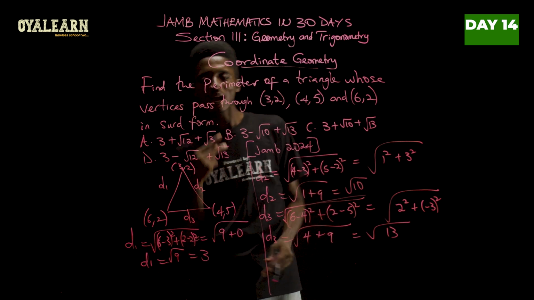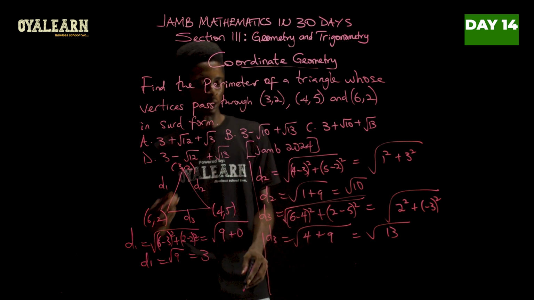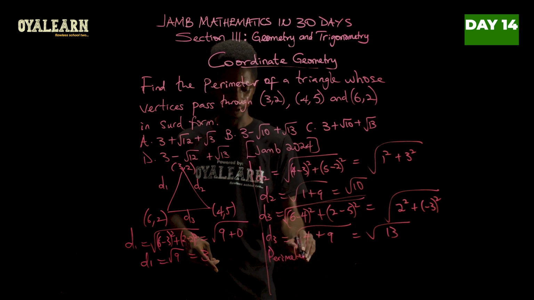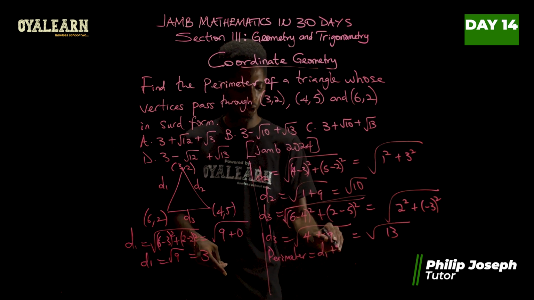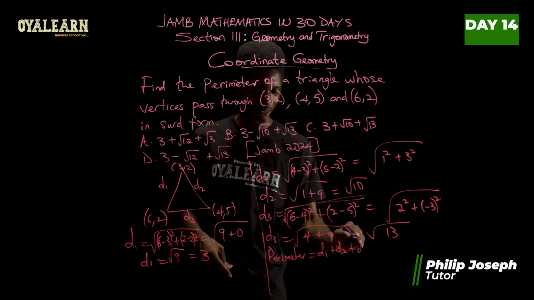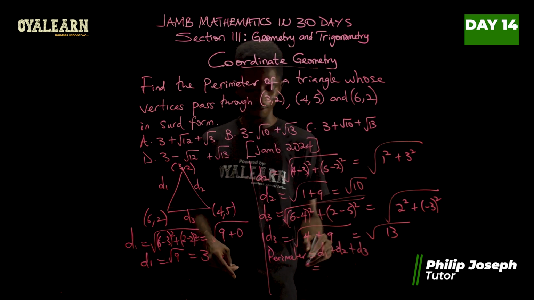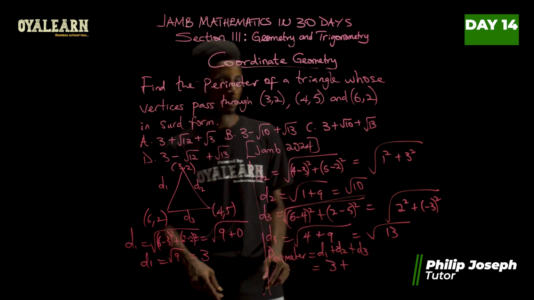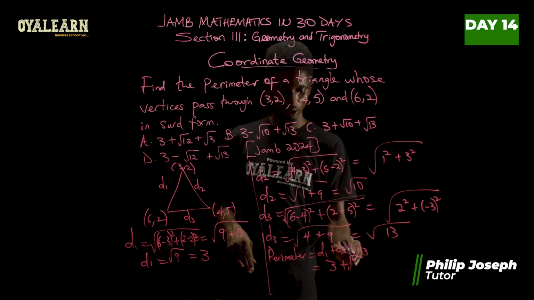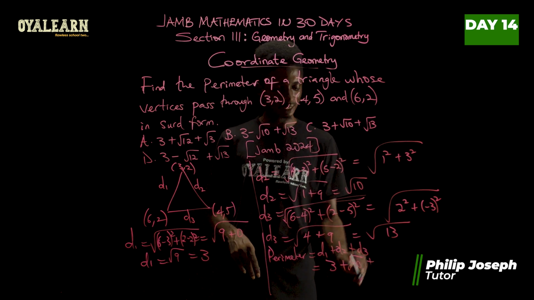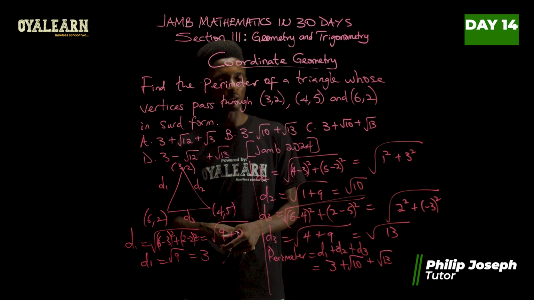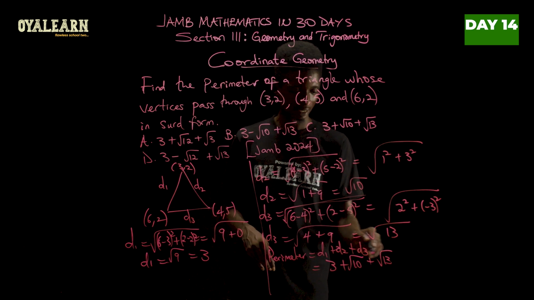So now we have D1 plus D2 plus D3. So perimeter equals D1 plus D2 plus D3. And this will give us D1, which is 3, plus D2, D2 is square root of 10, plus D3, which is square root of 13. So the correct option here is C.